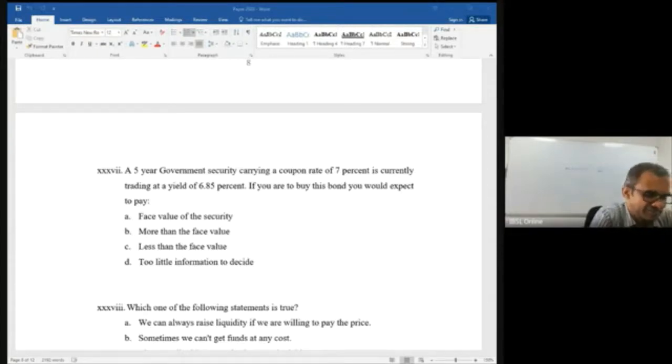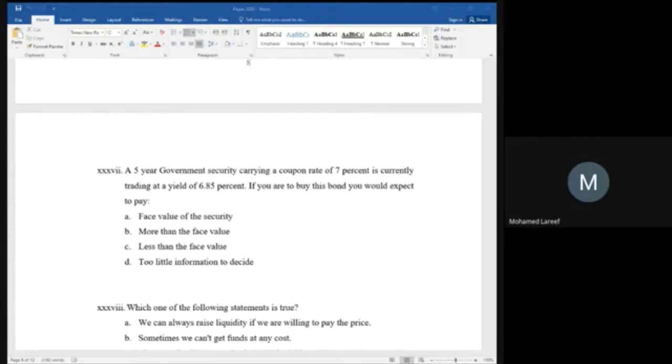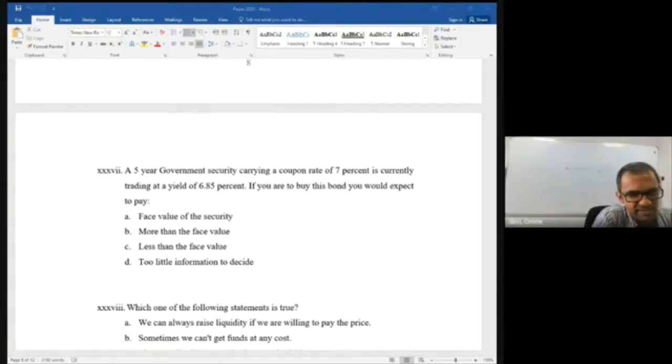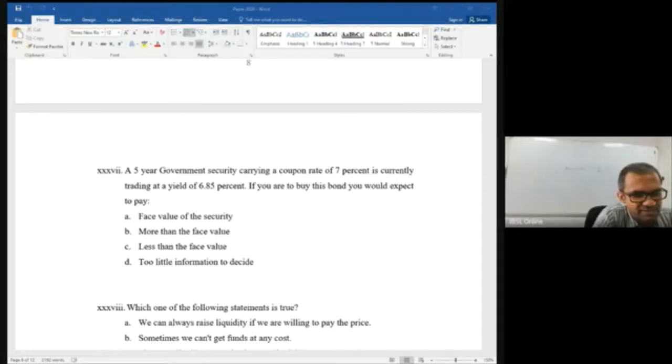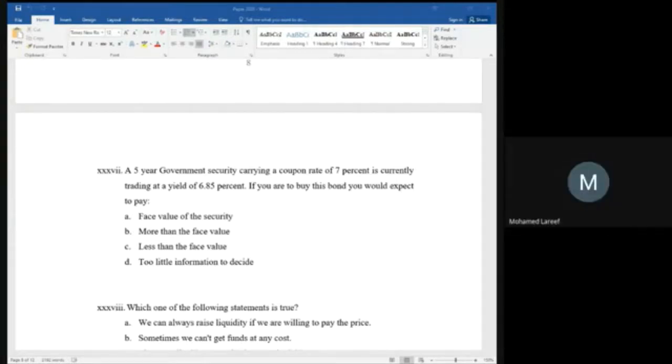What is the relationship between coupon, yield, and price? If the coupon rate is higher than the yield, is the price above par, at par, or below par? In other words, is the bond trading at a premium, discount, or at par? That should be discount, sir. When the yield is lower than the coupon rate, it should be at a discount. Coupon is high, yield is low, then it's at a discount.